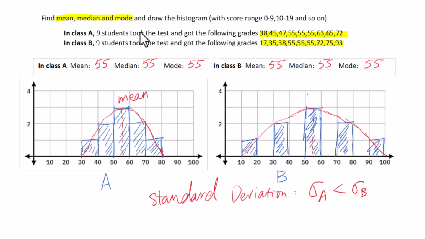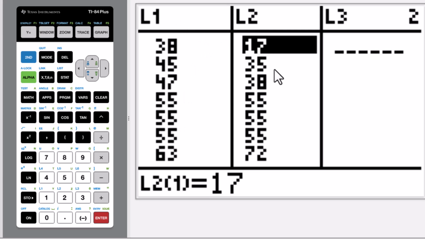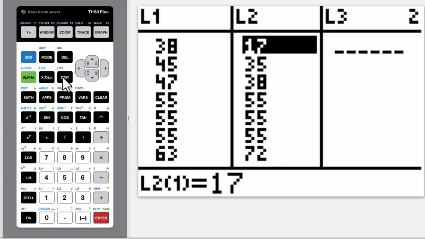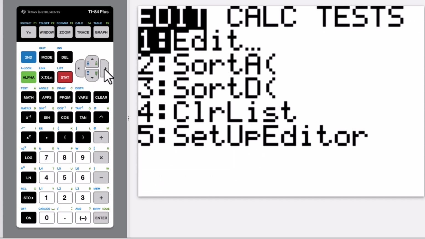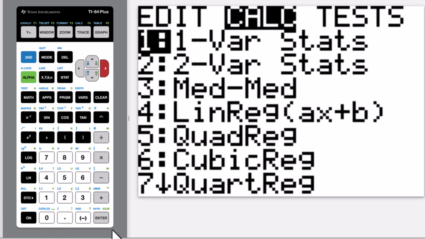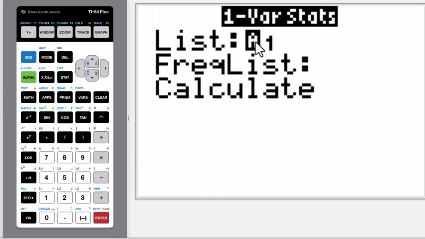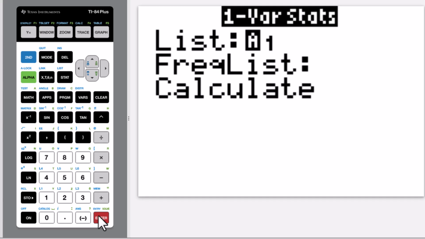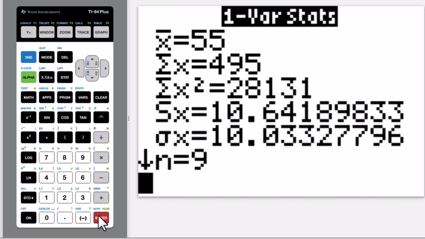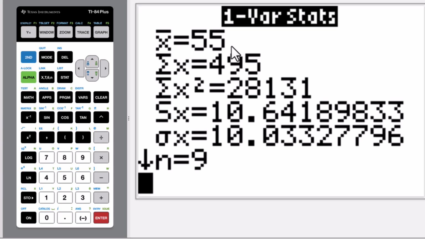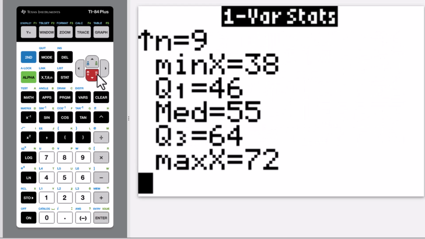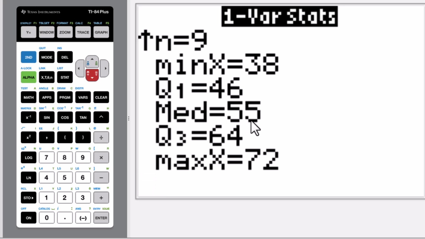We will put class A and class B data into L1 and L2. I already put the data in L1 and L2. For L1, press stat, calculate, one variable stats, enter. List is L1, no frequency list, so enter. You will get mean is 55. This is the standard deviation, it's 10. Move down. You could see the median is also 55.